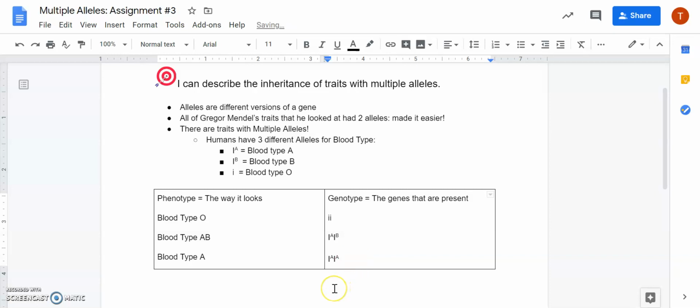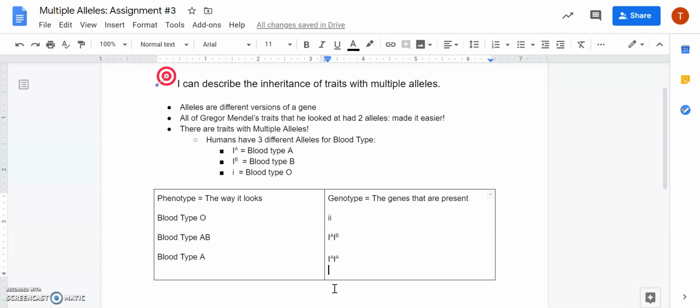So if you have blood type A, you have 2 options. You could have big IA, and in that case you are homozygous for it. The other option is big IA, little i, in which case you have type A blood, but you are heterozygous for it.